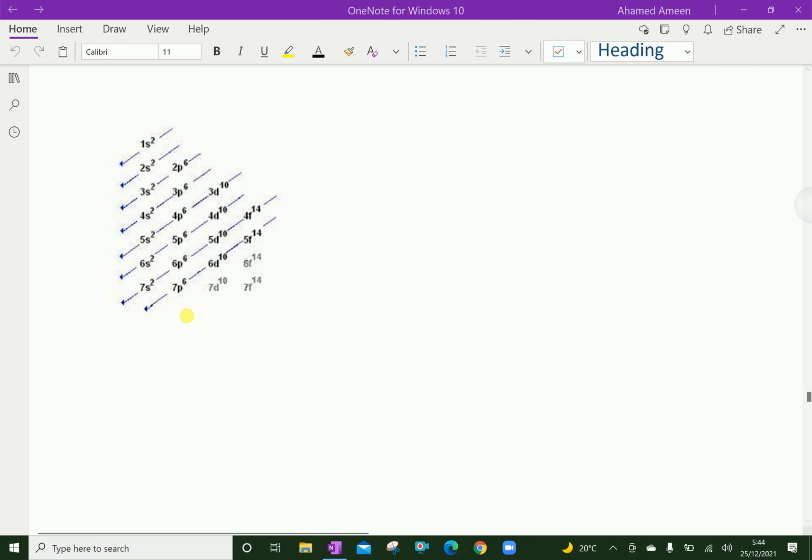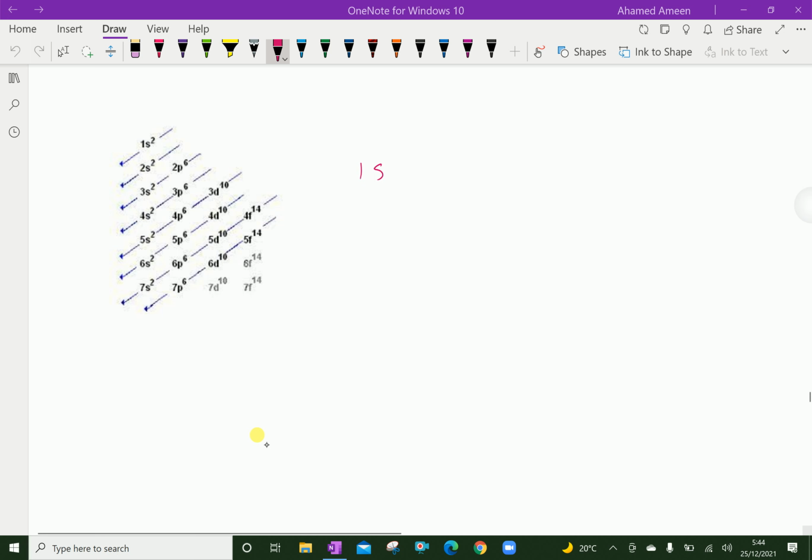Now look here, 1s is lesser than 2s, lesser than 2p, lesser than 3s, lesser than 3p, and it continues.